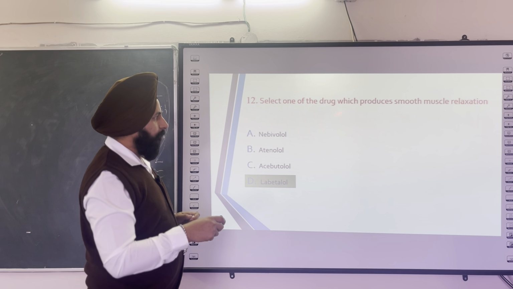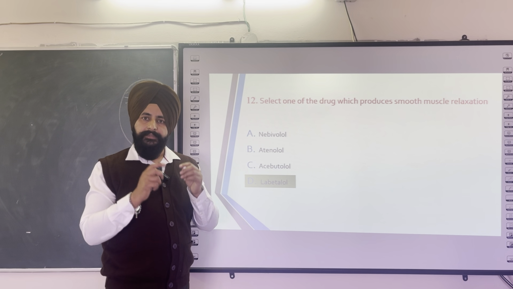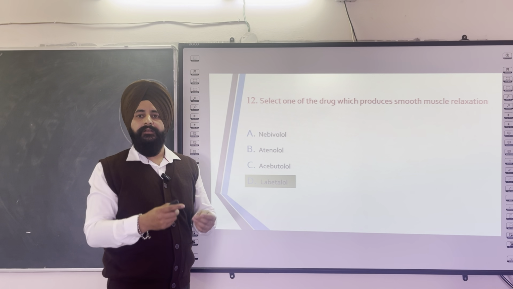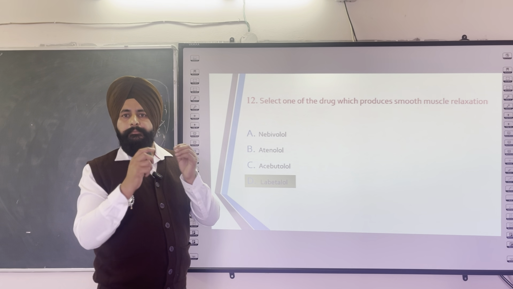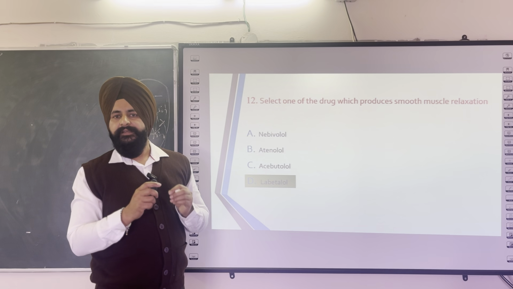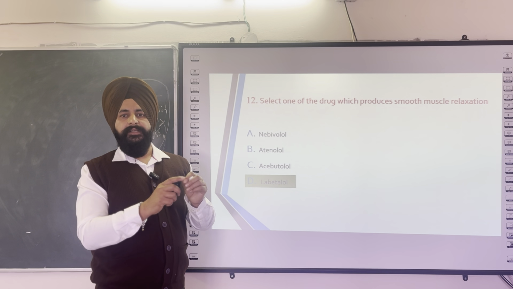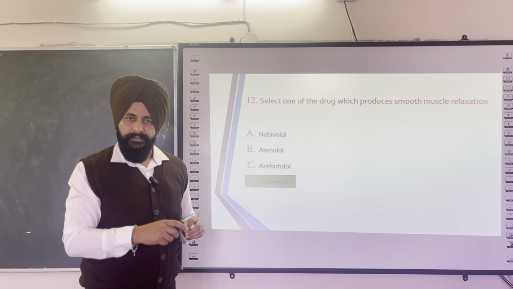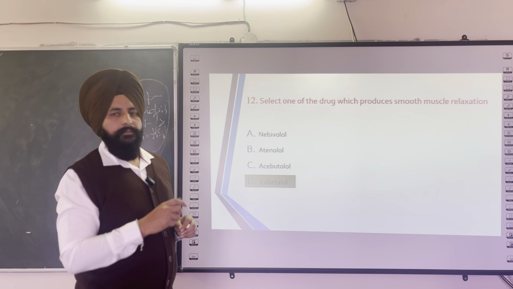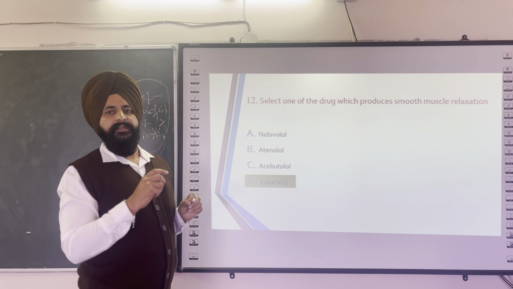Labetalol is a useful antihypertensive drug, and labetalol has an additional property that it causes smooth muscle relaxation by reducing calcium ion entry. So by inhibiting the calcium ion, calcium dependent smooth muscle contraction is inhibited. So it has a dual property in our body. So it is also preferred as an antihypertensive drug.